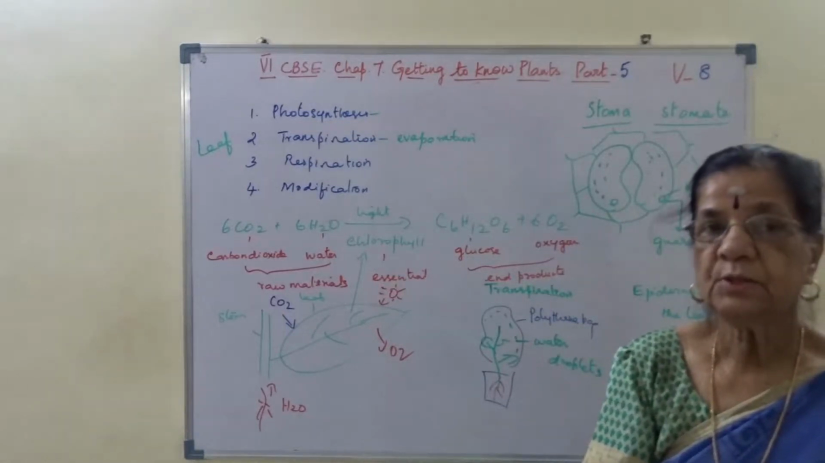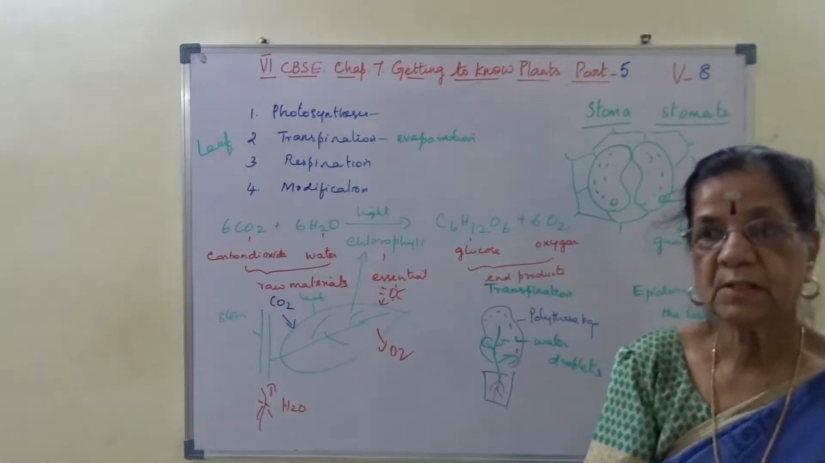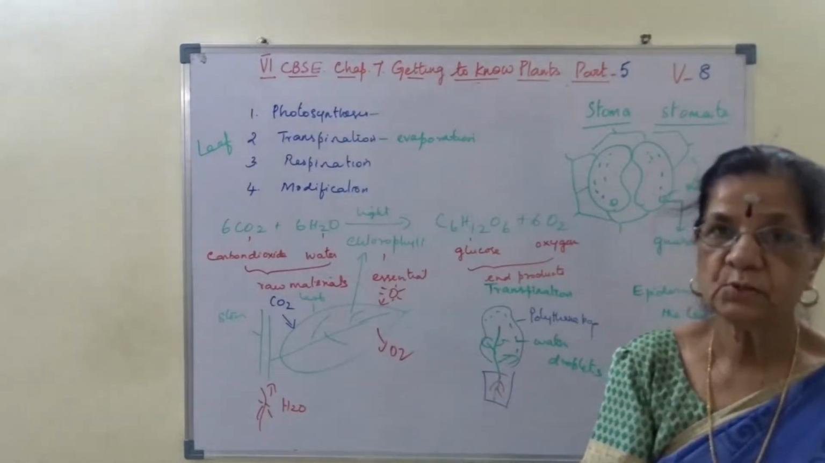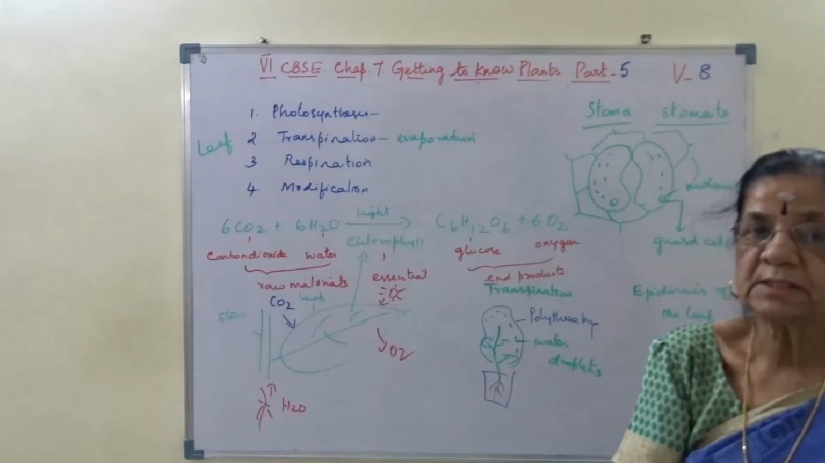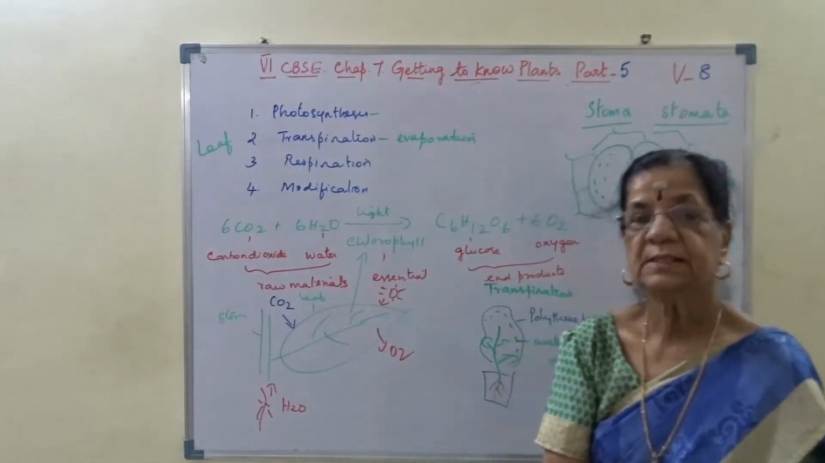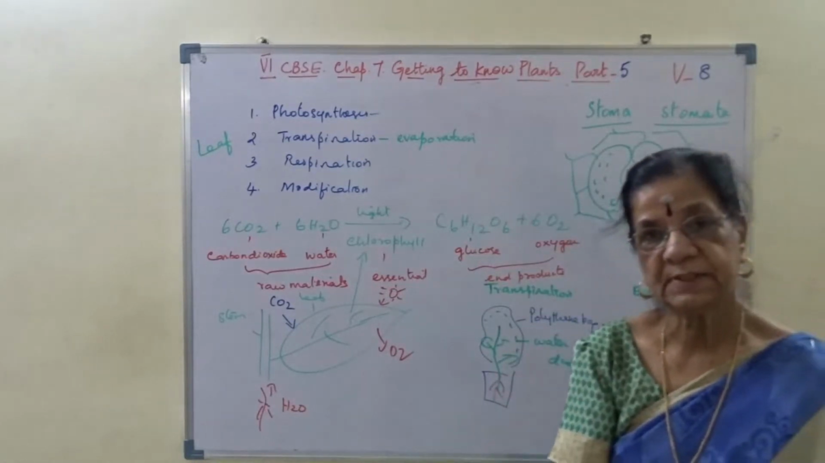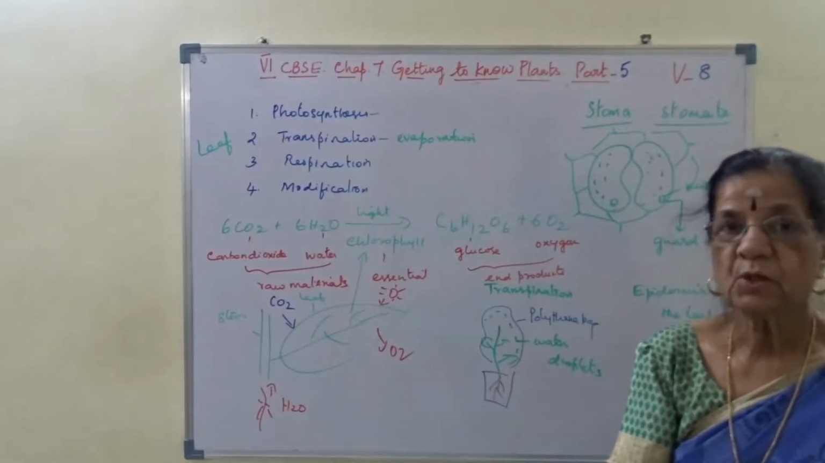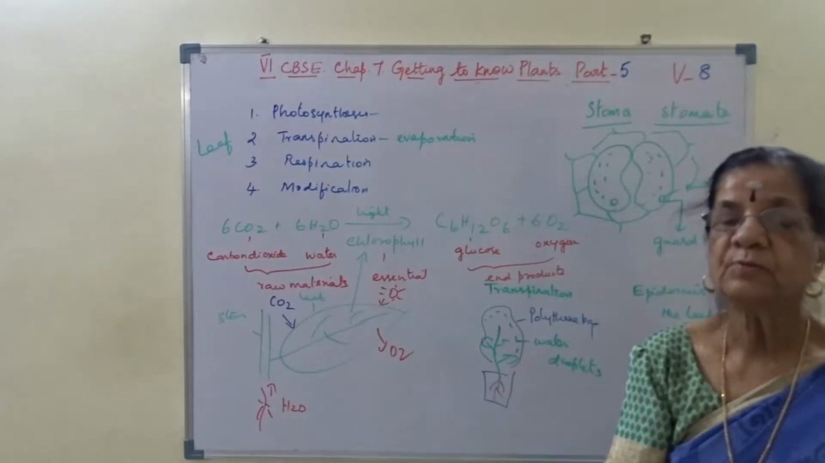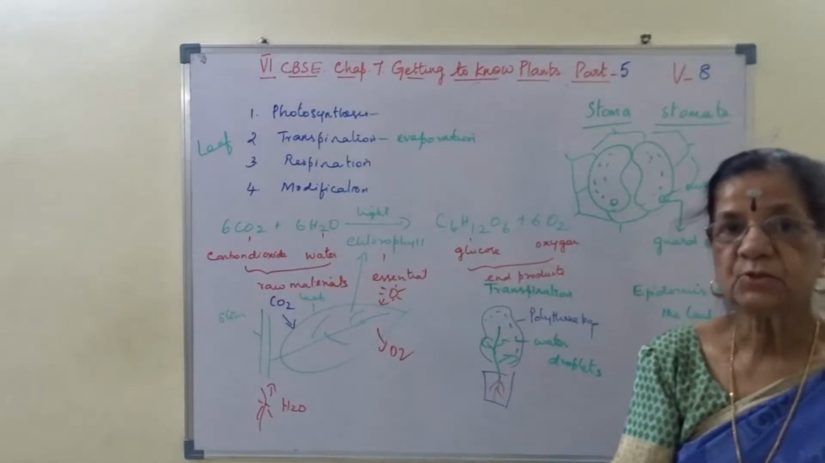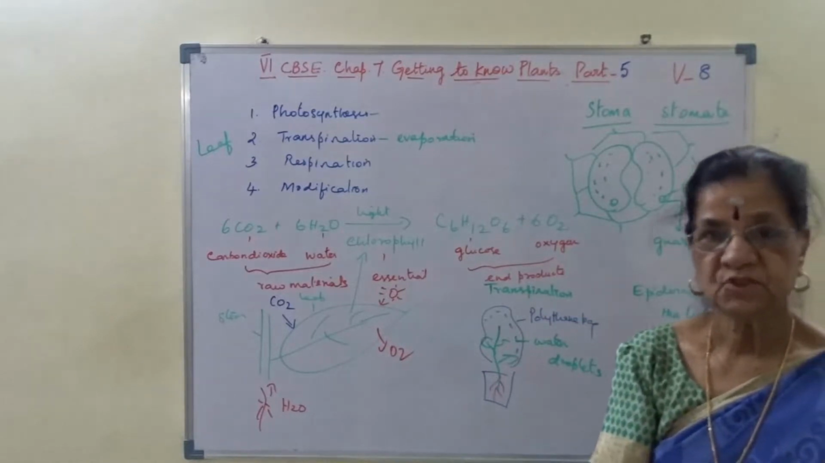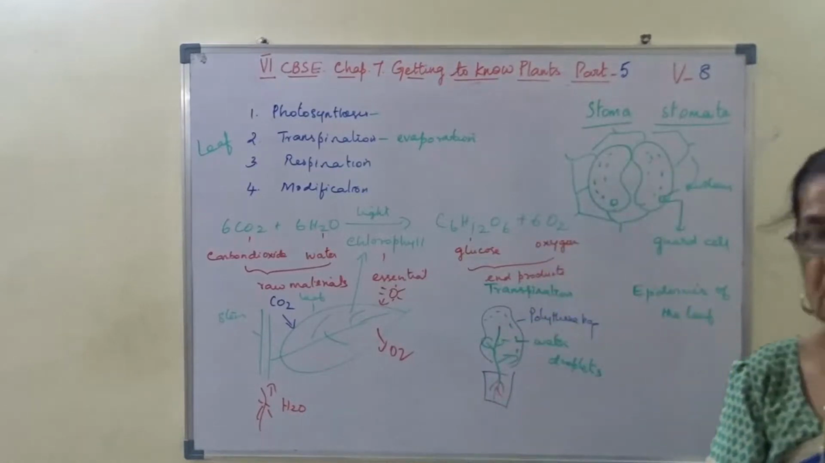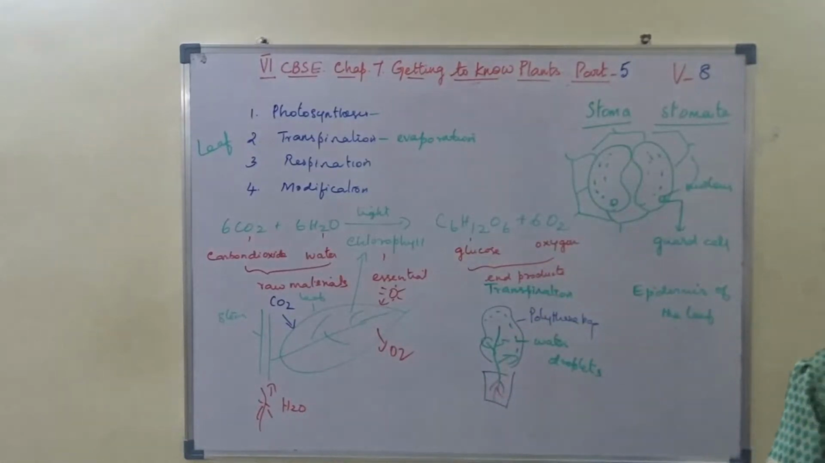During photosynthesis, carbon dioxide is taken in and oxygen is given out. During respiration, oxygen is taken in and carbon dioxide is given out. And during transpiration, evaporation of water in the form of water vapor is done through stomata. Where are the stomata present? They are present on the surface of the epidermis.